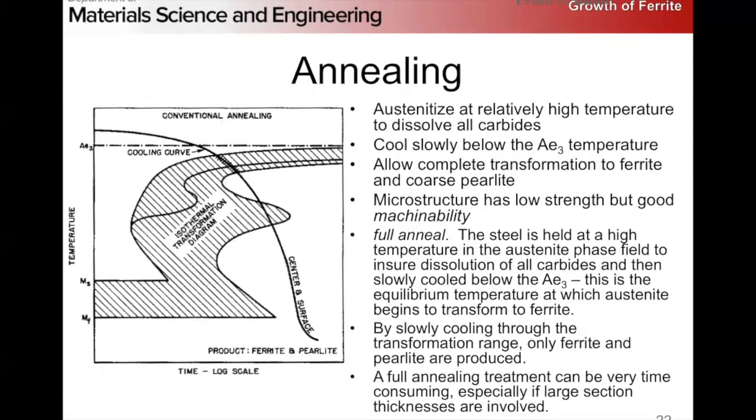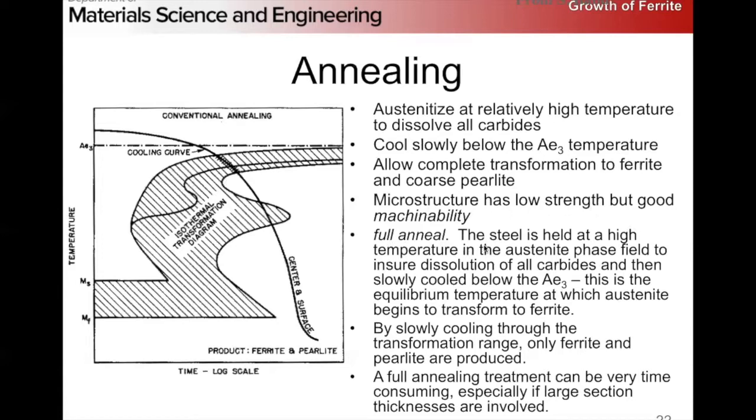The other processing heat treatment is a full annealing heat treatment, and here we want to take it to relatively high temperatures. We want to dissolve all the carbides, and then we want to cool below the equilibrium temperature, right? Slowly cool it just below the equilibrium temperature, and this gives us a complete transformation to ferrite and coarse pearlite, right? And this gives us a very soft, easy to machine steel, right? But it has a low strength.